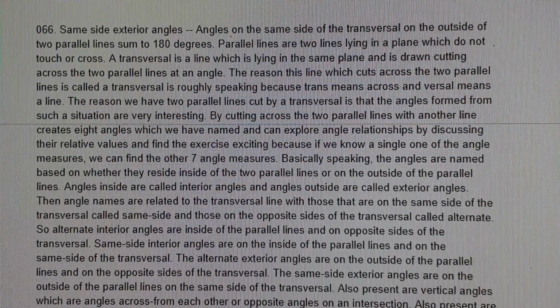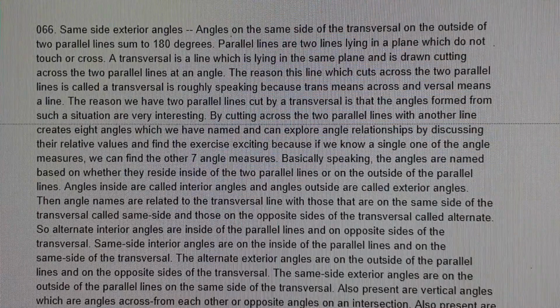Parallel lines cut by a transversal are two parallel lines with a single line drawn across them at an angle, creating eight new angles. Same side exterior angles are angles outside of the parallel lines and on the same side of the transversal and are supplementary. Related words: same side interior angles, alternate exterior angles, same side exterior angles, vertical angles, corresponding angles, adjacent angles, supplementary angles.